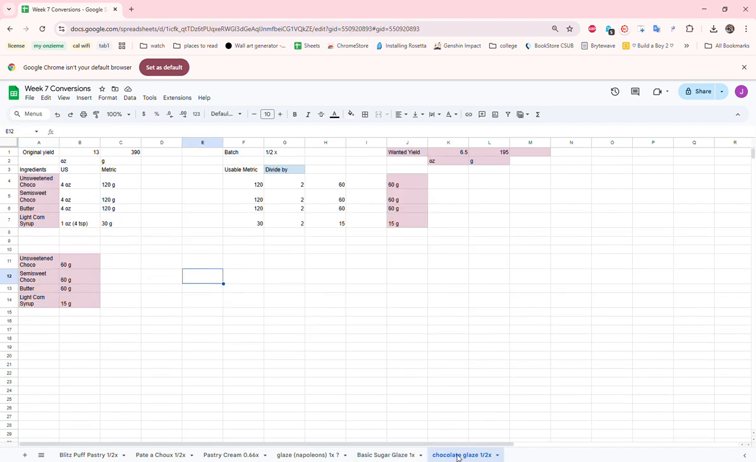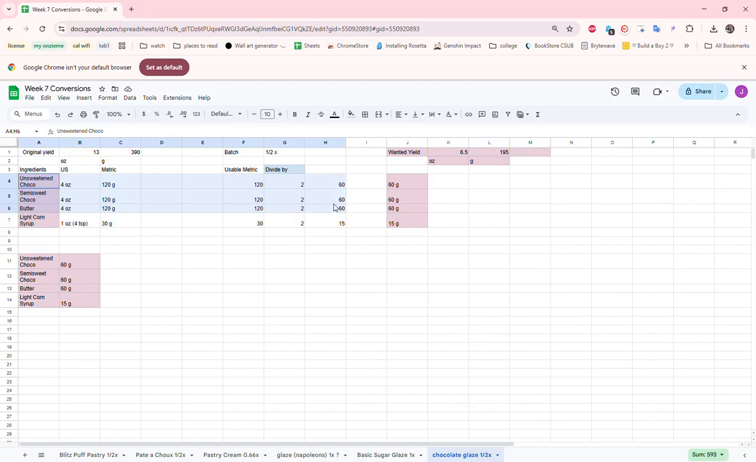And lastly, we have the chocolate glaze, which is a half a batch, and we have 13 ounces, 390 grams. Divide those by 2 because we are given a fraction. 6.5 ounces and 195 grams. We have the ingredients, our US, and then our metric. Go all the way down to our usable metric, which is just the grams without the gram at the very end. Divided by 2 since we were given half a batch.